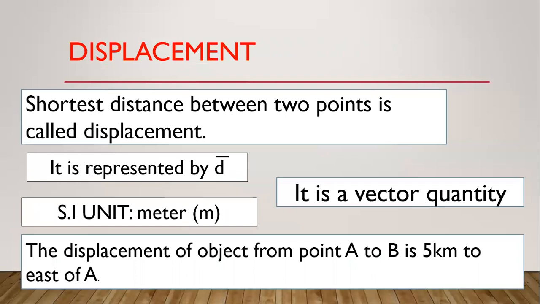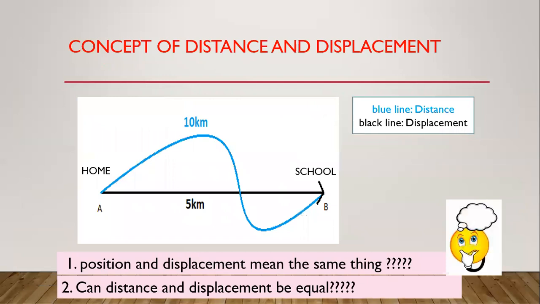And displacement: the shortest distance between 2 points is called displacement, represented by small d with a bar on it. It is a vector quantity, represented by magnitude as well as direction, because it is the shortest distance between the 2 points, the initial and the final point. The SI unit is meter, and the displacement of the object from point A to B is 5 kilometer to the east of A. If you see in the previous picture, it's from A to B, it's 5 kilometer and it's towards east.